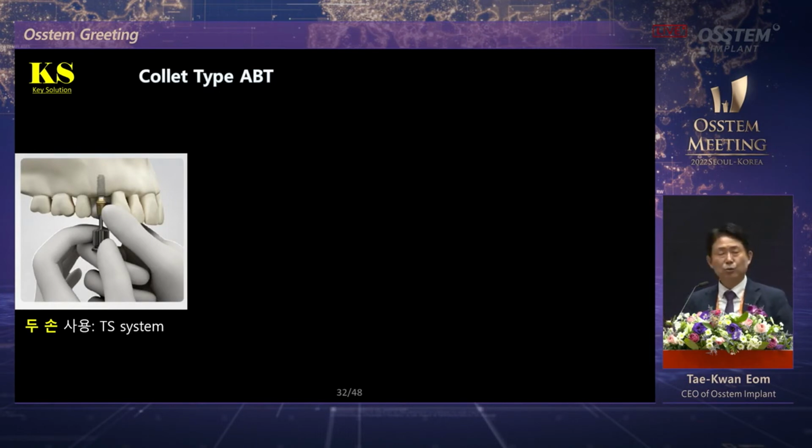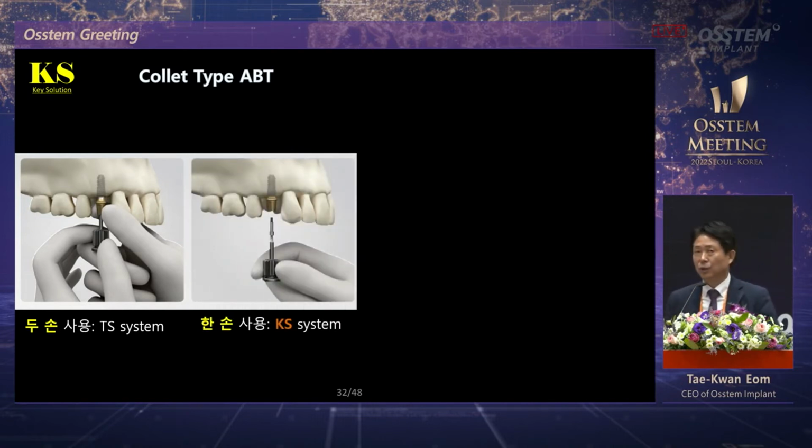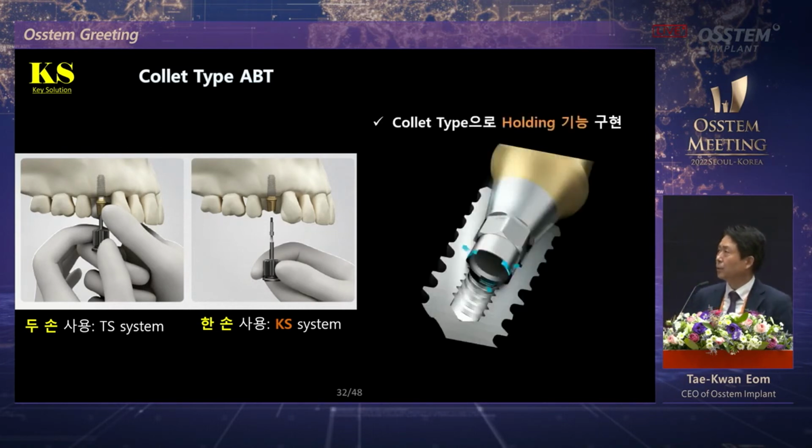Two-piece abutment needs to be connected with 2 hands. Otherwise, they can fall down. But we are busy. That was inconvenient. So we made the KS to be connected with 1 hand. How did we do that? The holding function indicated in blue, the polished slot, there are 3 wings, so they can be held.